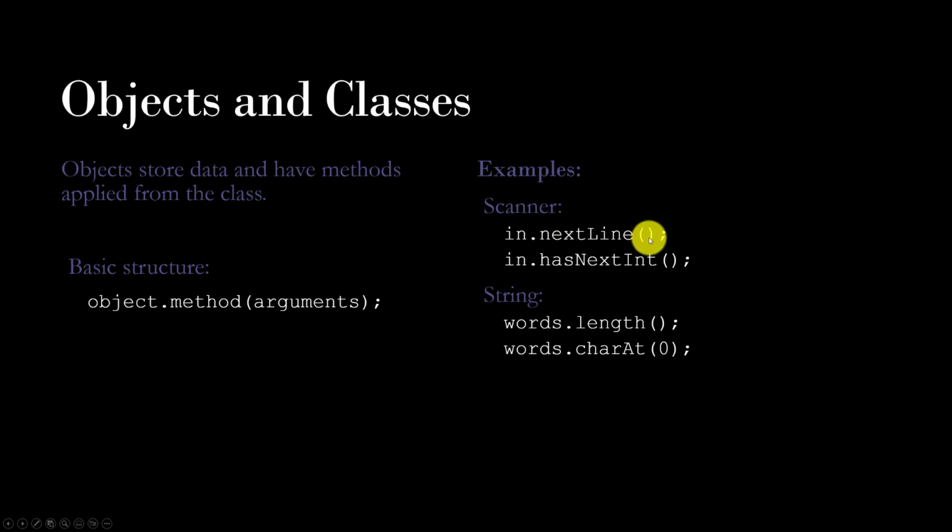It will read everything on that line. Notice there's no arguments in here. hasNextInt returns a Boolean value. If the person enters an int, it's true. If they don't, or if they enter something that's not an int, then it's false.